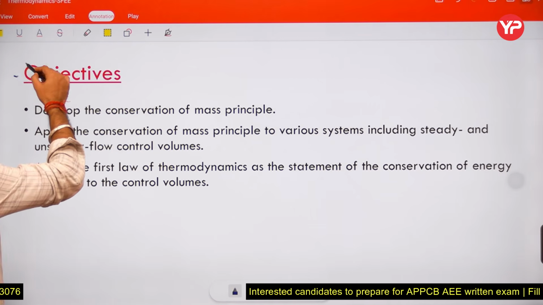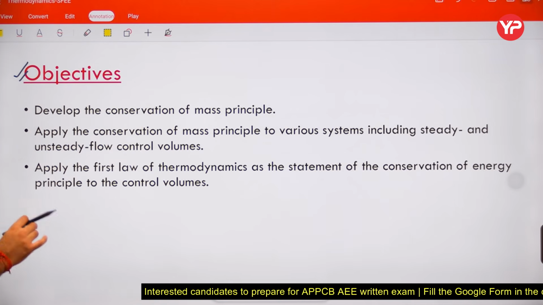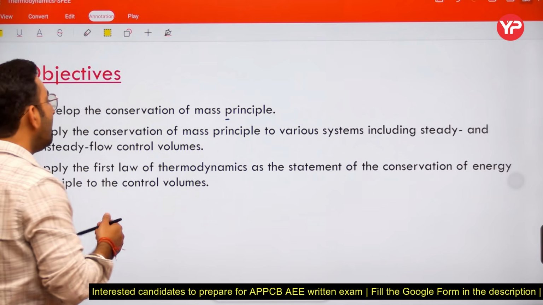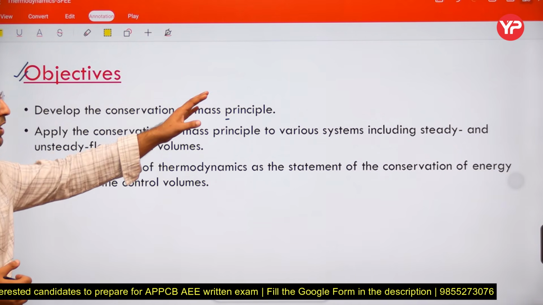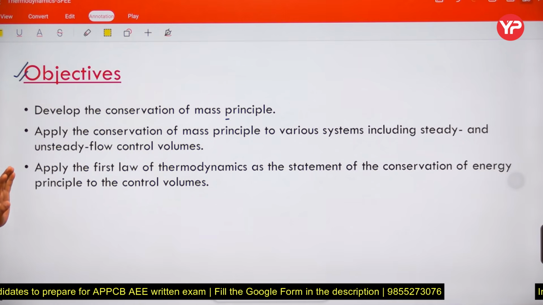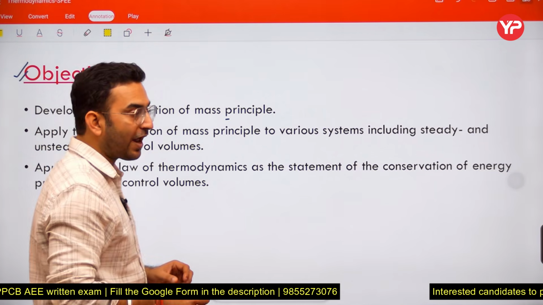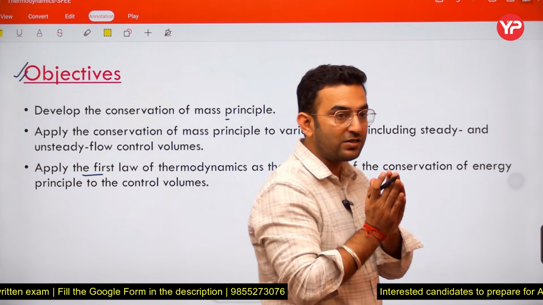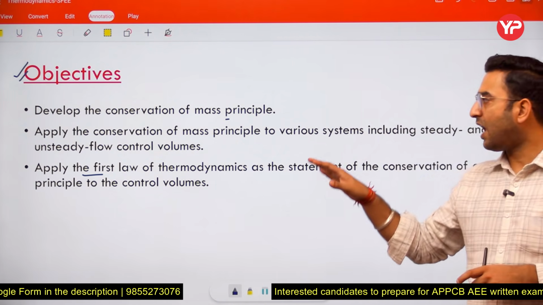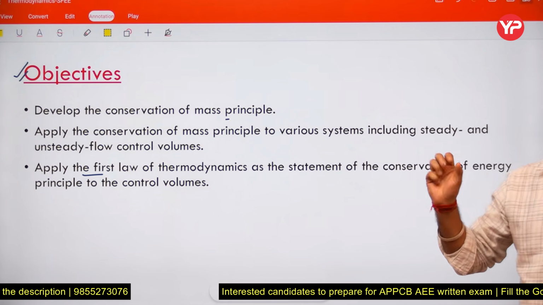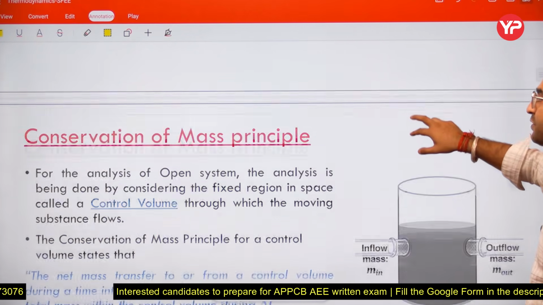Now just see what our objectives are in today's class. So we have to first develop the conservation of mass principle. Then we have to apply the conservation of mass principle to various systems, including steady as well as unsteady flow control volumes. Next, we have to apply the first law of thermodynamics to write down the conservation of energy in the case of open systems. So these are going to be our objectives which we have to see in this particular part. Okay, now let us move toward the first part.